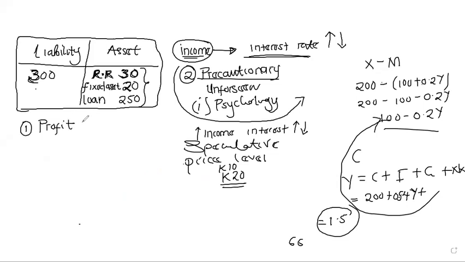So the bank wants to make profit. This is their objective, right? Objective number one. Number two, the objective is that they must be liquid, okay? The liquidity, not liquidity, it's just the liquid, okay? The bank must be liquid.